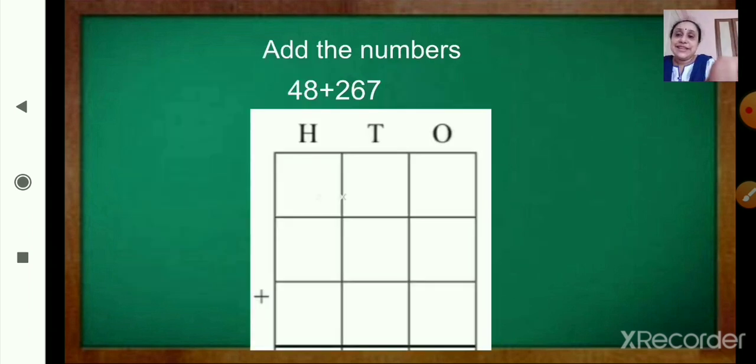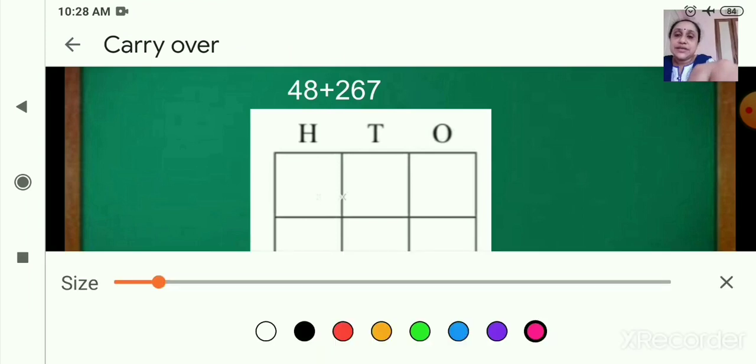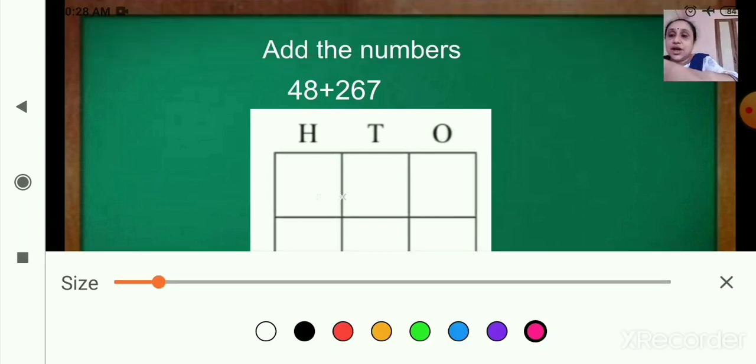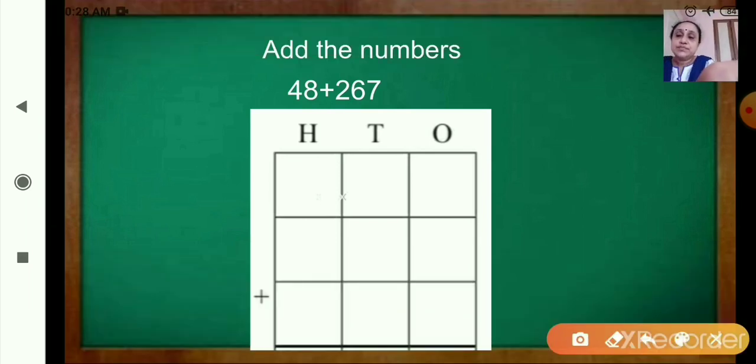Now we will add the numbers. We will write the numbers in their place. How did we use to write the numbers? You have to add 48 plus 267. How will you place the numbers?